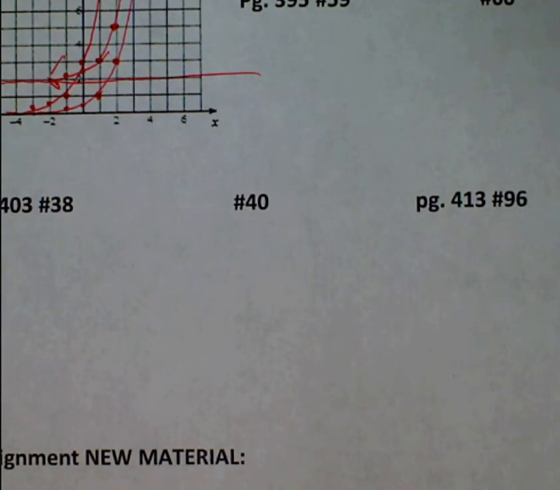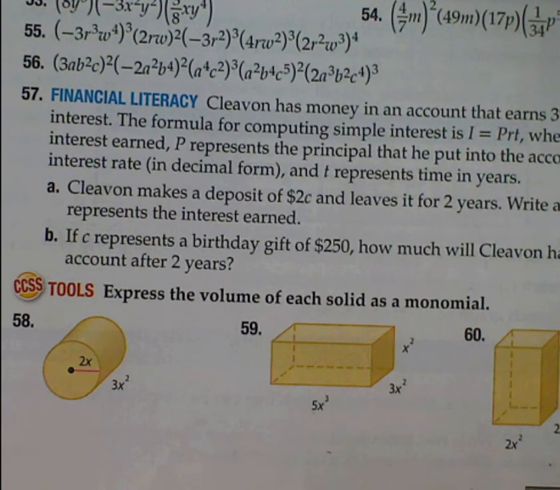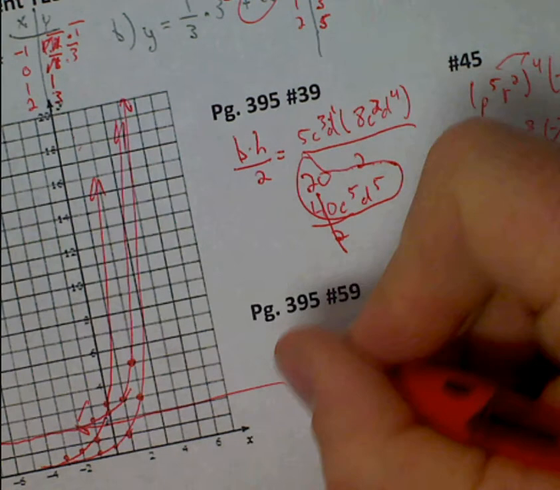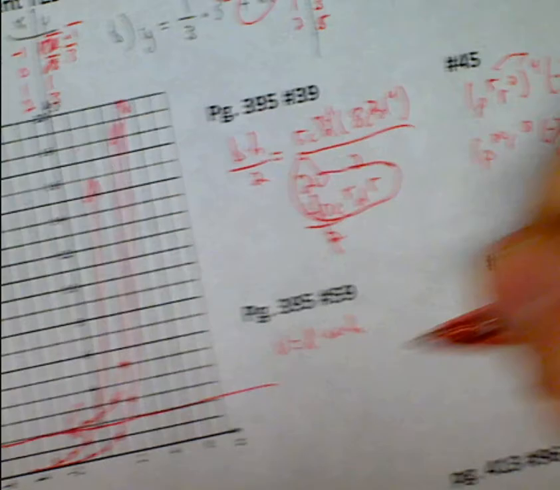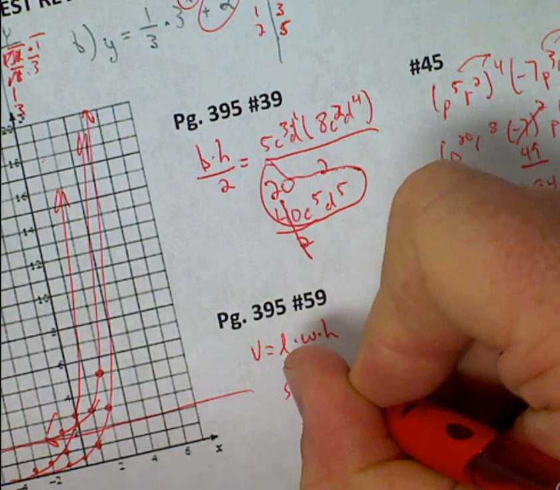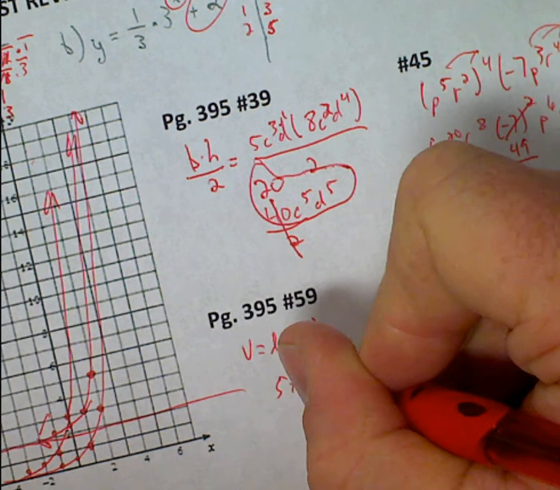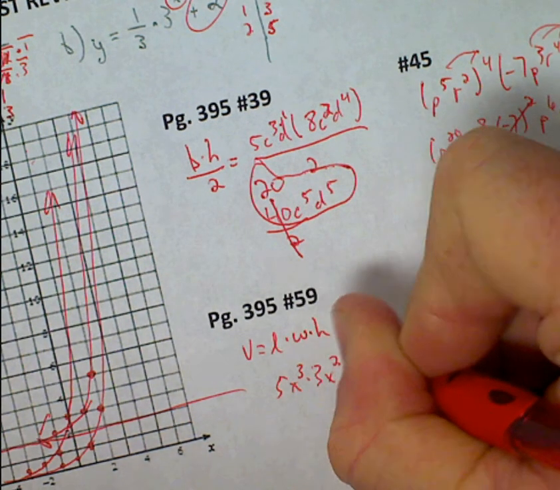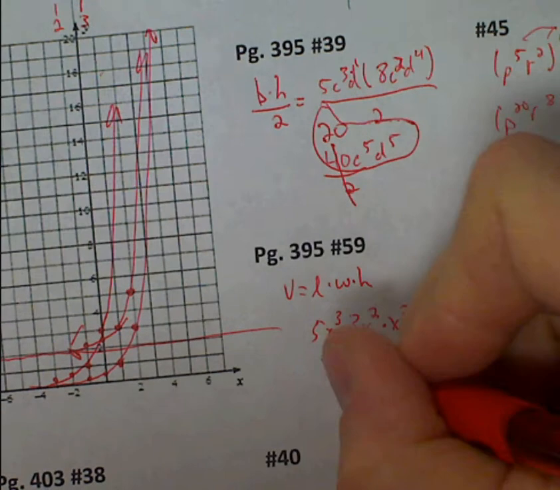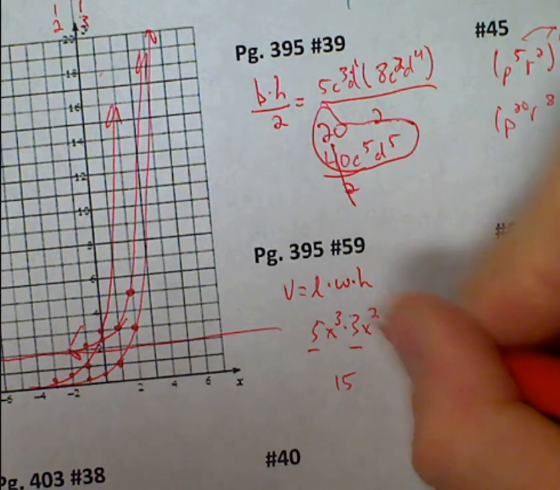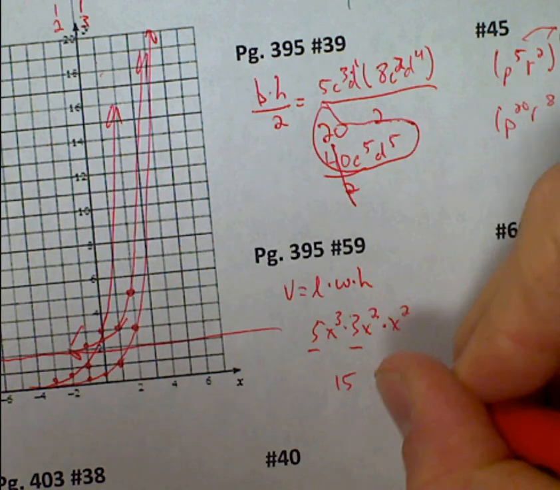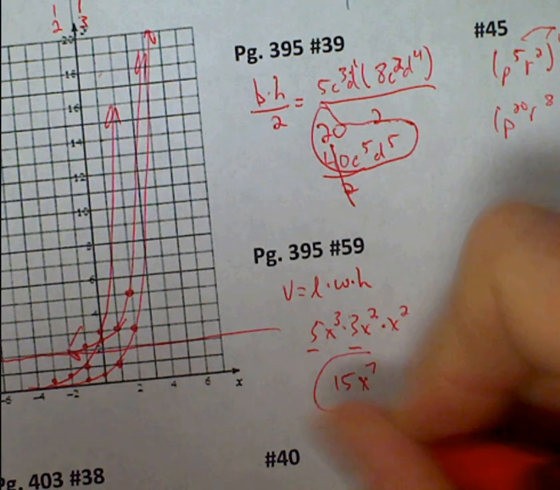Page 395, 59. I am given a rectangular prism. I need to express the volume. Volume is length times width times height, so we're going to multiply all three of those together. So that means 5x to the third times 3x squared times x squared. 5 times 3 is 15. X3, x squared becomes x5 plus 2 is 7.